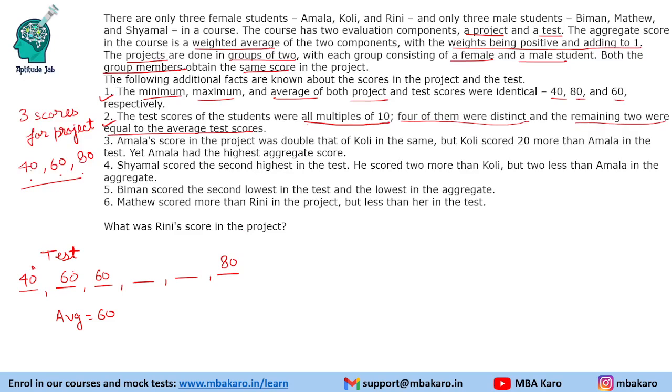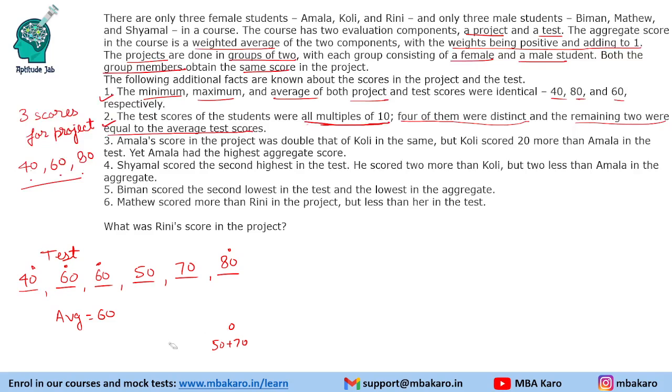So we see that the total should be 360 because there are 6 values and average is 60. So this is 100, 160, 240. 240 is done. We need to make 120 more and in multiples of 10. So the only possible we can make is 50 plus 70, right? Because we have to make distinct numbers. So the values are 50 and 70. So these are the 6 scores of the test. Okay, so this is also done.